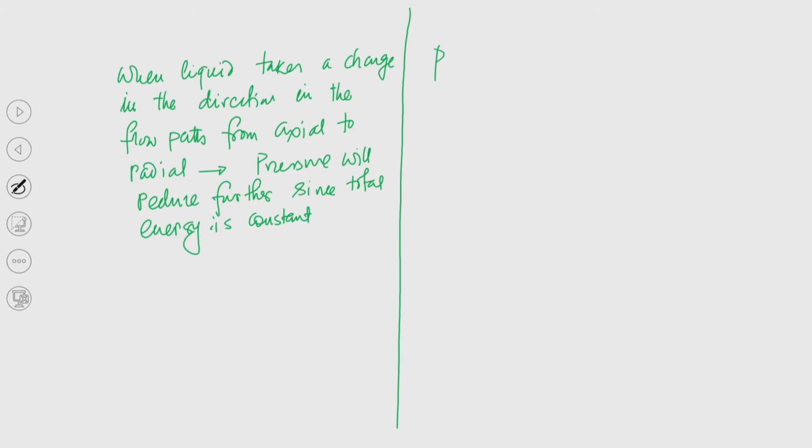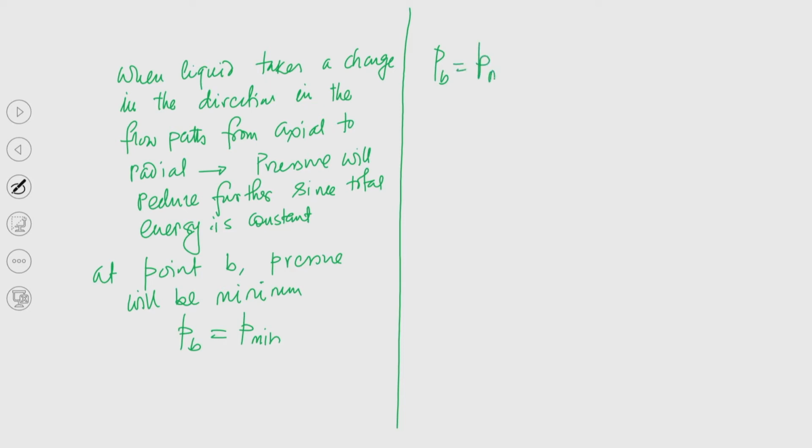So, if I write over here that at point B pressure will be minimum, so I am writing P B equal to P minimum. Okay. So, what will be this P minimum? So, P B equal to P minimum will be what? What will be this P B minimum, in this context?